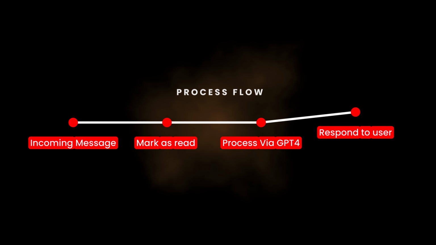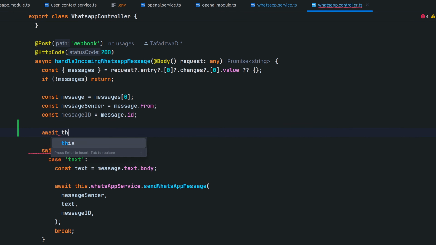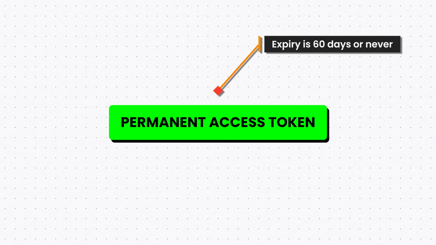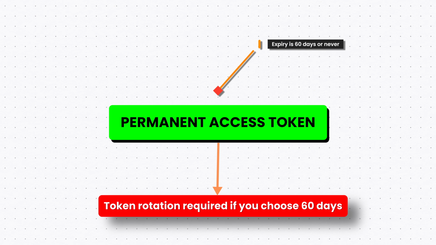The process is like this. When a user sends an incoming message to our API, we acknowledge receipt. Thus, we mark the message as received, the blue ticks. After that, we respond to the message. Our WhatsApp Cloud API token is only valid for 24 hours. So after that, you won't be able to use the WhatsApp API. You will have authentication issues. So in the next step, I'm going to show you how you can create a permanent WhatsApp Cloud API token.